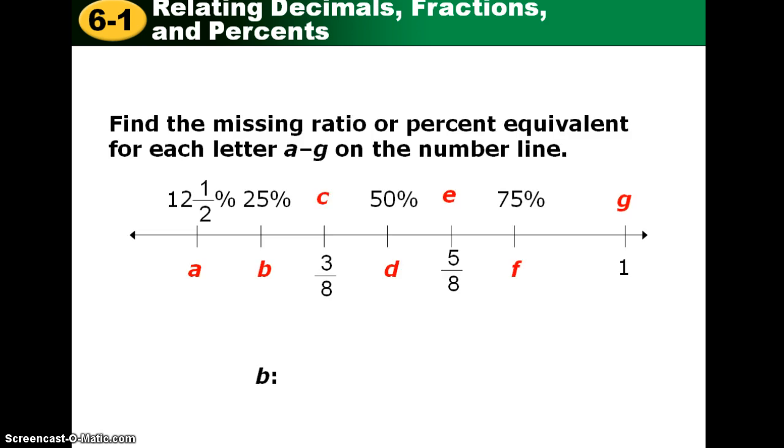Find the missing ratio or percent equivalent for each letter A through G on the number line. We're looking for B. We're looking for part that's in the bottom of the number line, so that's a fraction. So we want to know what fraction is equivalent to 25%. That's a pretty common one, but if we didn't know, because it's a percent, we can start with 25 over 100 and reduce from there to get 1/4.